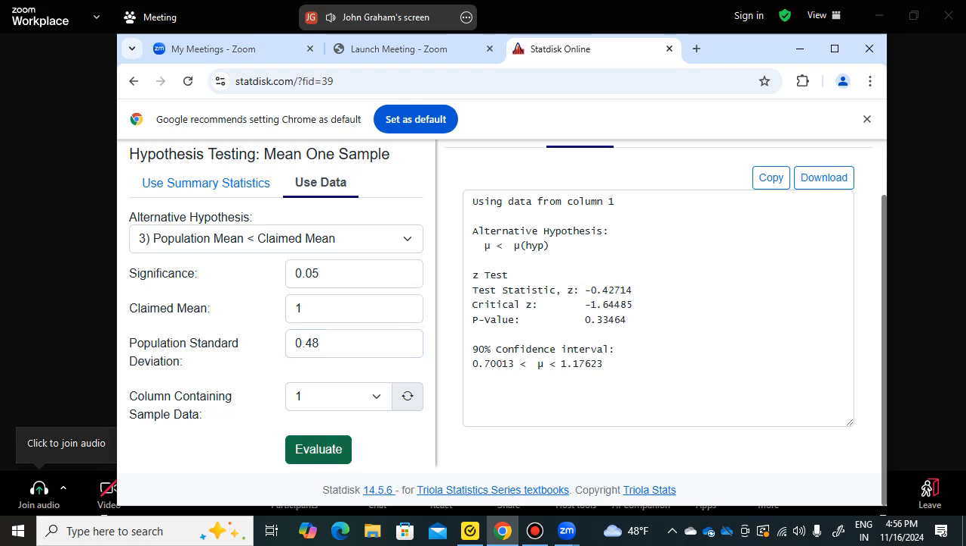So now our z-score is equal to negative 0.427. Our critical z is now negative 1.645, and our p-value is now 0.33.